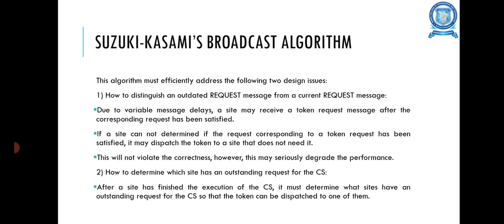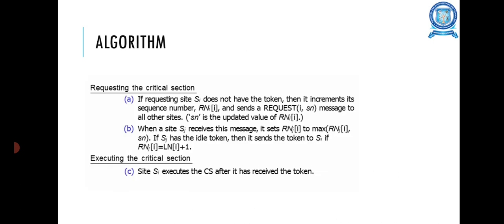The algorithm must efficiently address two design issues. The first one is how to distinguish an outdated request message from a current request message. The second one is how to determine which site has an outstanding request for the critical section. These two design issues are overcome by using this algorithm. The algorithm has three steps: first, requesting the critical section; second, executing the critical section; and third, releasing the critical section.